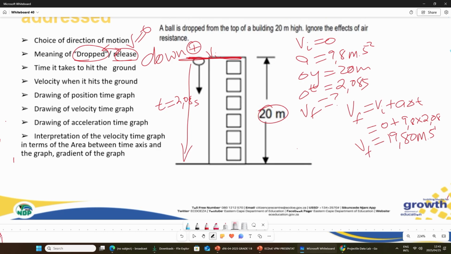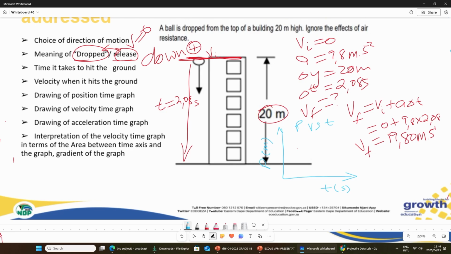Okay, now let's go to drawing the graph for this scenario. We must draw the position versus time graph. Let me use a different color. That's position versus time, P versus T, whereby on our y-axis we have position in meters, and on our time axis we have the time in seconds.